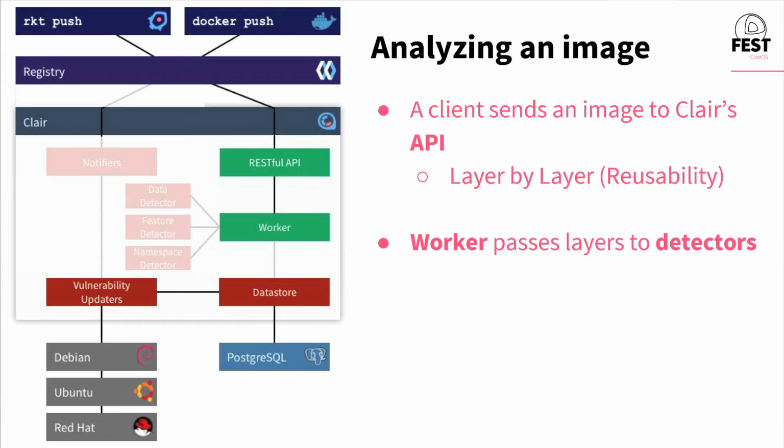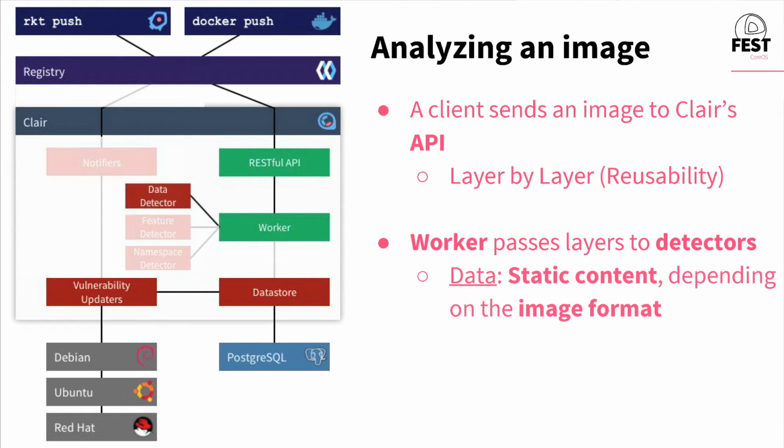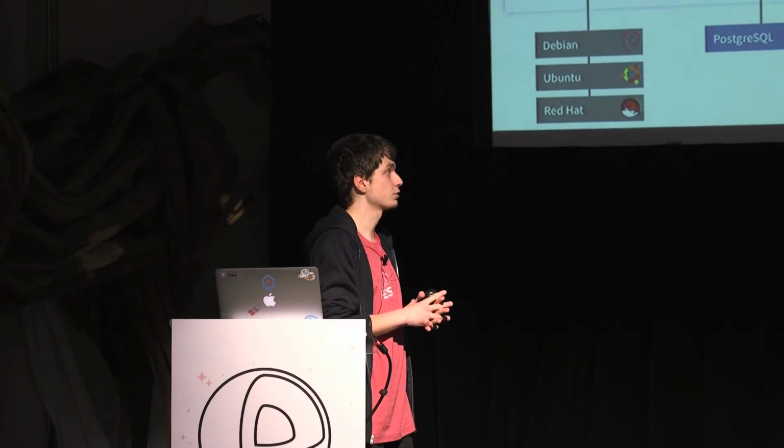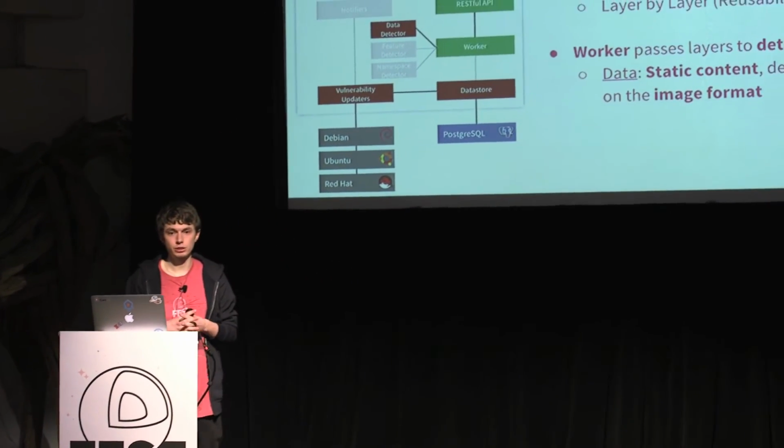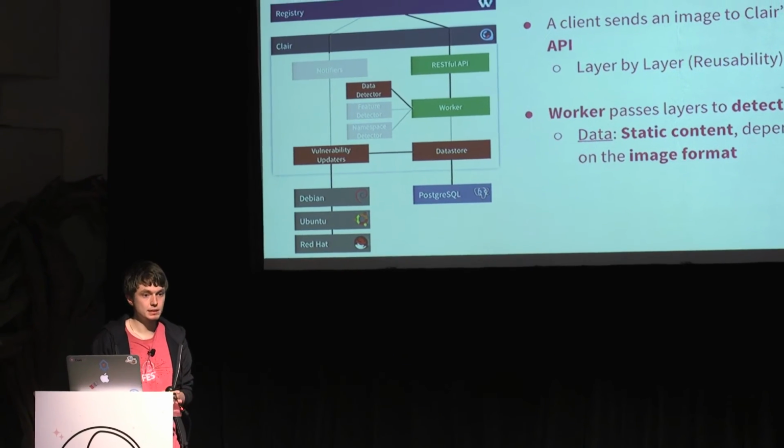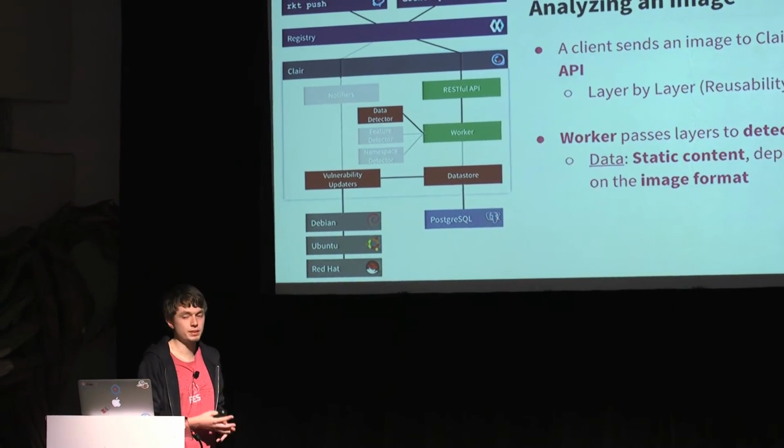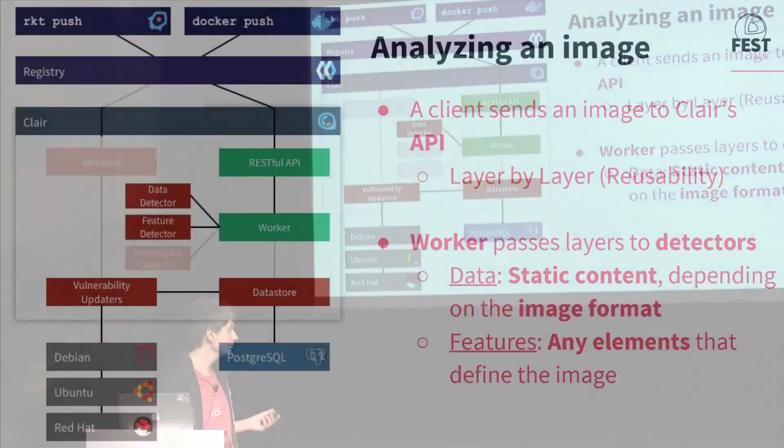All right, so then the layers are passed to the worker, which will pass the layers to detectors. We have 3 different kinds of detectors. First of all, we have the data detector over there. The data detector tries to extract static content from the images, from the layers. It depends on the image format. So it might be AppC, it might be Docker, it might be OpenVZ, for instance.